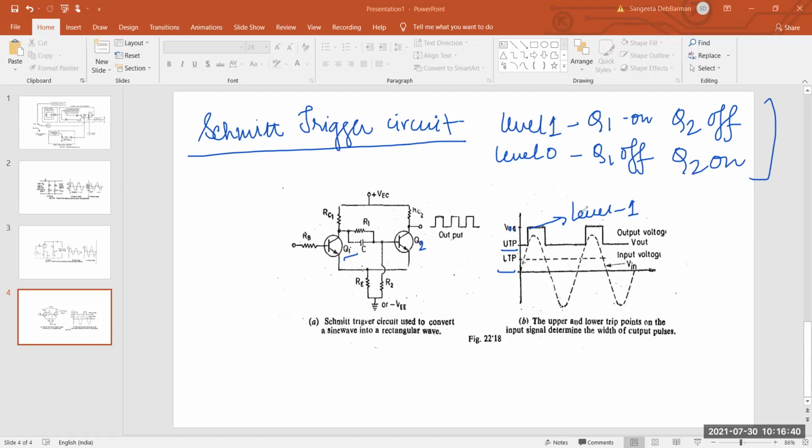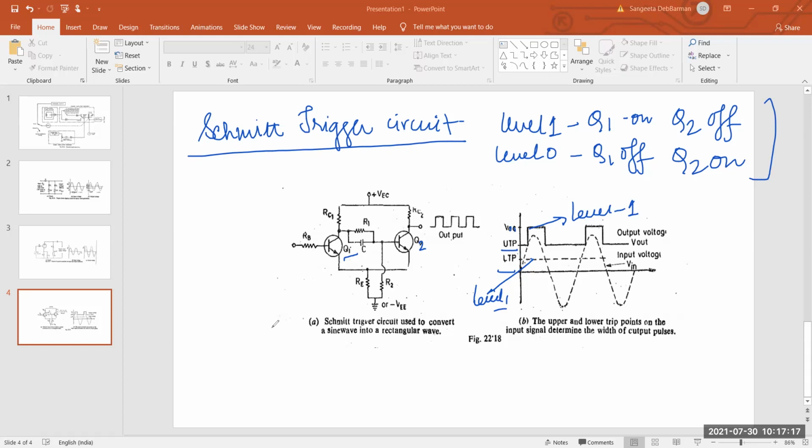So if this is level 1, this one will be level 0. See, the upper and lower trip points on the input signal determine the width of the pulses. So from here we can understand. Another thing you see in this particular picture, resistances are used. I can see R1, R2, RE, then RC2, RC1, and RB. All the resistances are used.